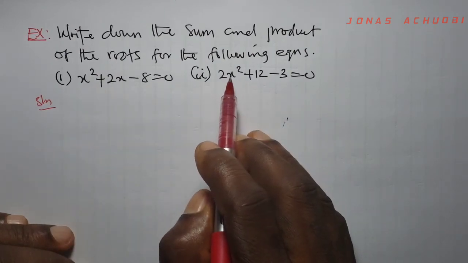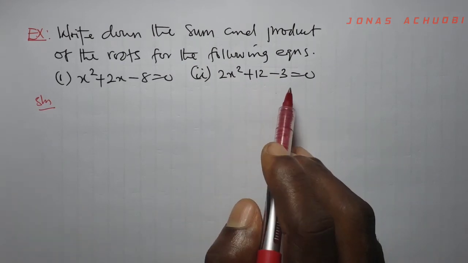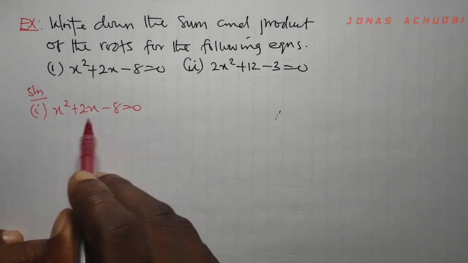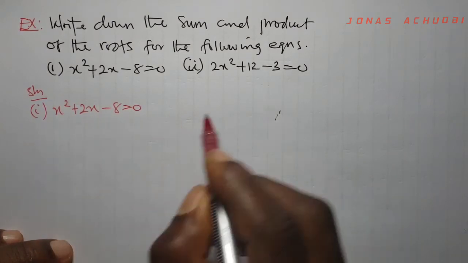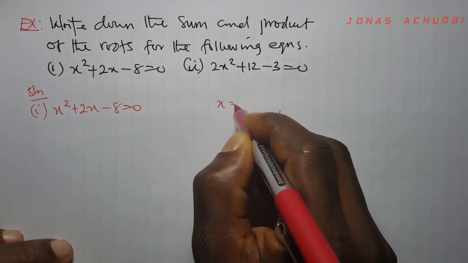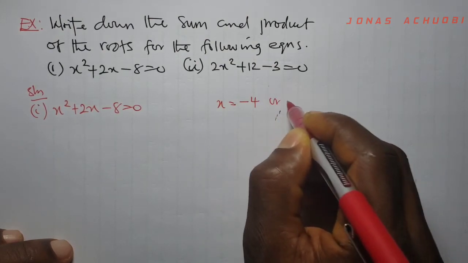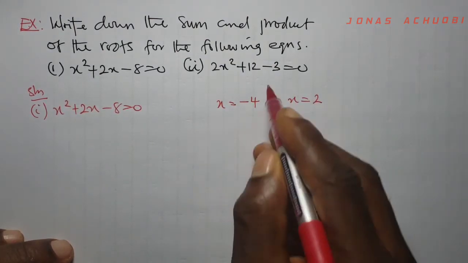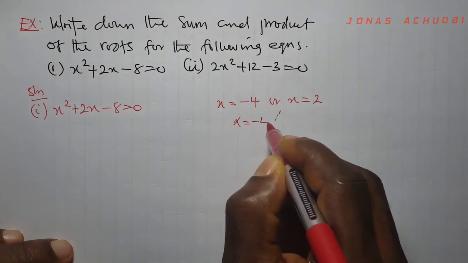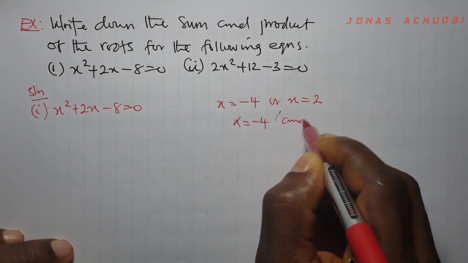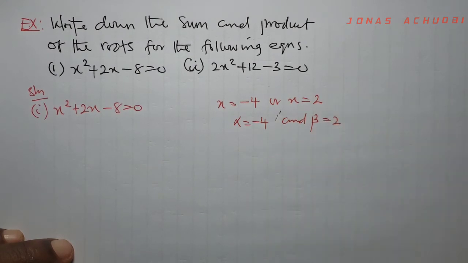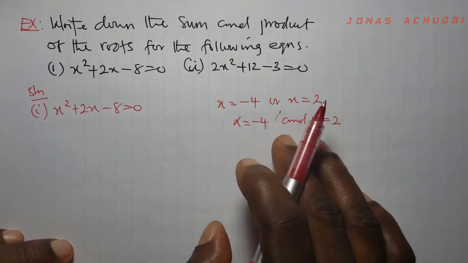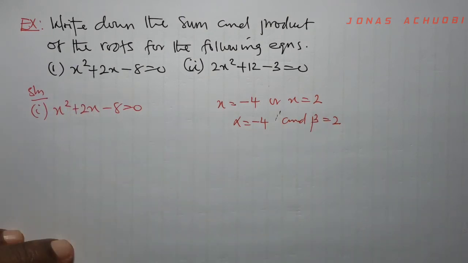And number 2, 2x squared plus 12x minus 3 equal to 0. Let's talk about the first one first. If you recall, we had solved this problem already, and we had the roots as x equal to minus 4 or x equal to 2. So in terms of alpha and beta, we can say that our alpha here is minus 4 and our beta is 2. So let us see what the sum and the product of roots will be here before we now check with the formula.